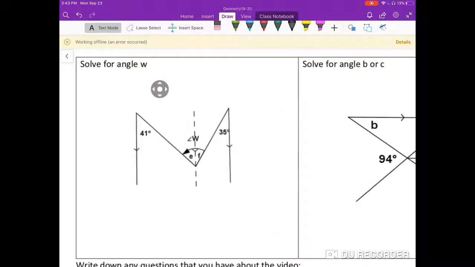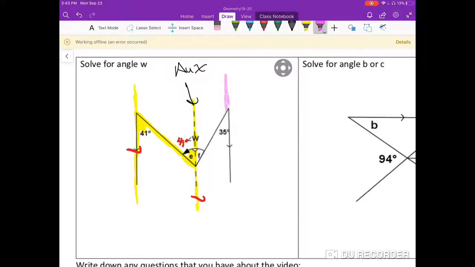All right, so solve for angle W. This time they have the auxiliary line drawn in. It's going to be this dotted line right here. Okay, so we need to find angle E and angle F. And again, you want to look at the pictures separately. So I'm going to look at these parallel lines kind of as their own picture with this transversal here. So I know 41 and angle E are alternate interior angles, because these are going to be parallel. So this is also 41 degrees.